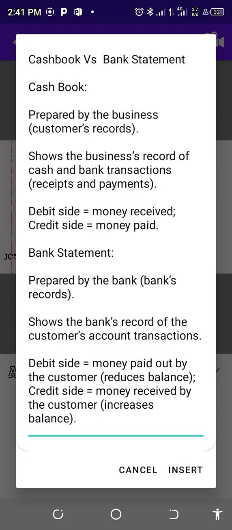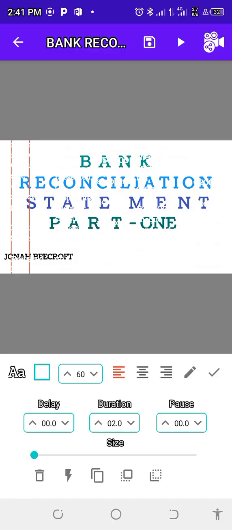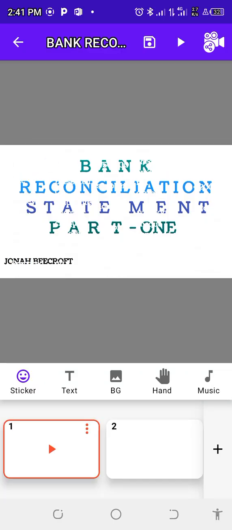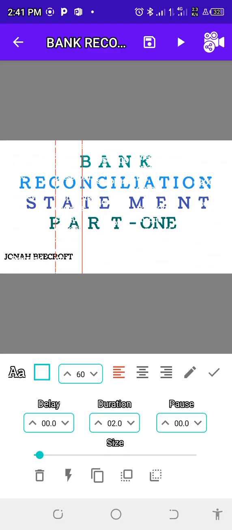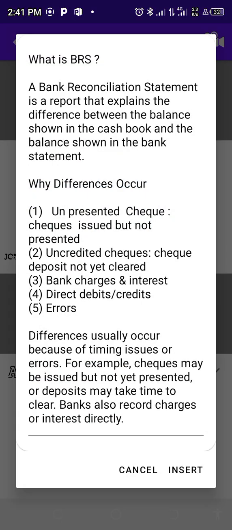Let's go ahead. Now, what is a bank reconciliation statement? A bank reconciliation statement is a report that explains the difference between the balance shown in the cash book and the balance shown in the bank statement.